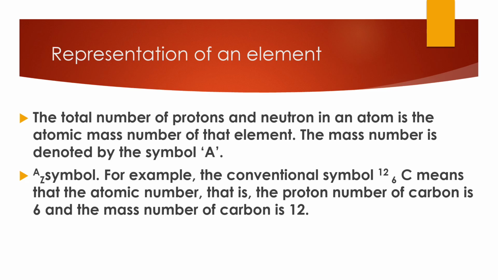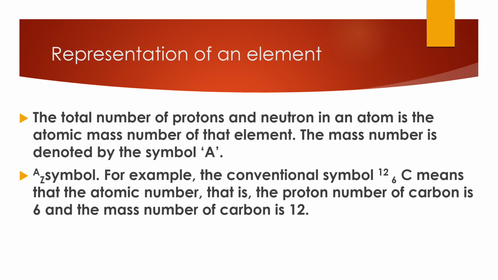Now, representation of an element. The total number of protons and neutrons in an atom is the atomic mass number of that element, and the mass number is denoted by the symbol A. So, number of protons plus number of neutrons is the atomic mass number of that element. So they are denoted by the symbol ZA.